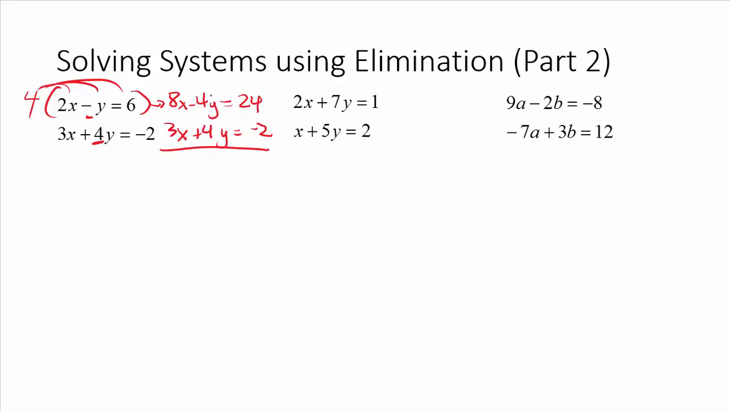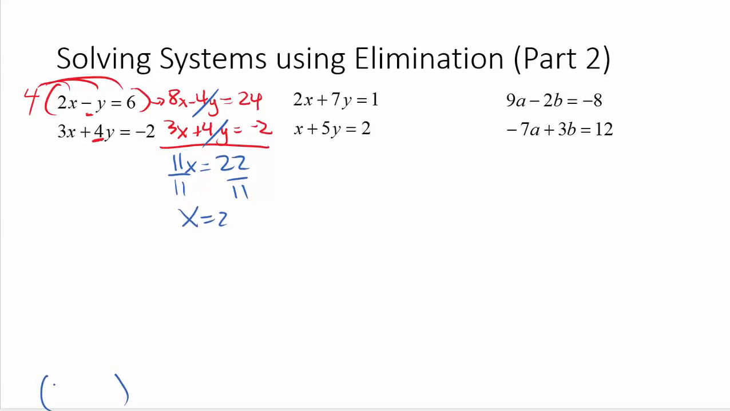And now notice, again, we've got the evil twins. The 4y should eliminate or cancel. So now I'm left with 11x is equal to 22. And now from here, again, this is pretty easy to solve. We just divide by 11 on both sides. That'll give me x equals 2. So I'm already halfway there. Just got to find the y now.